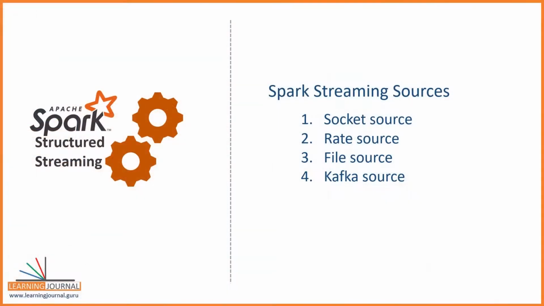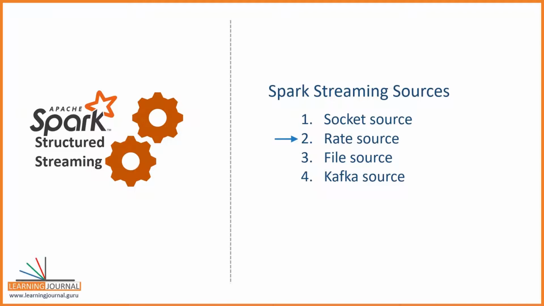Apache Spark offers you 4 built-in streaming data sources: socket source, rate source, file source, and the Kafka source. We already used socket sources. This source allows you to read text data from a socket connection. The socket source is not designed for production usage, so you should not be using it except for learning or some other testing scenarios.